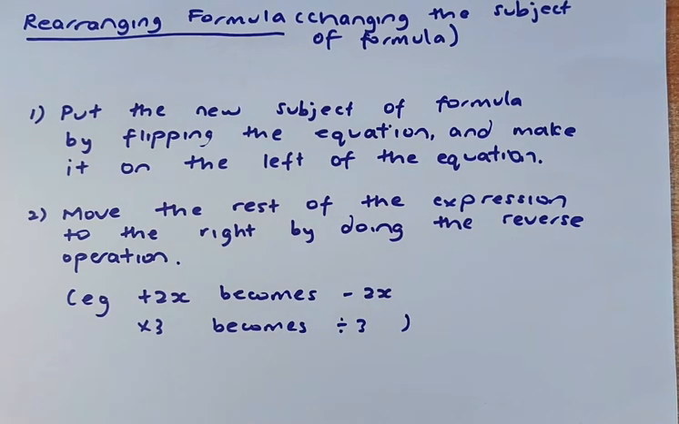You are going to put the new subject of formula on the left. You have to do that by flipping the equation. And then you are going to move the rest of the equation to the right. To do that, you need to do the reverse. If it is plus 3x, you minus 3x. If it is times 3, you divide by 3.